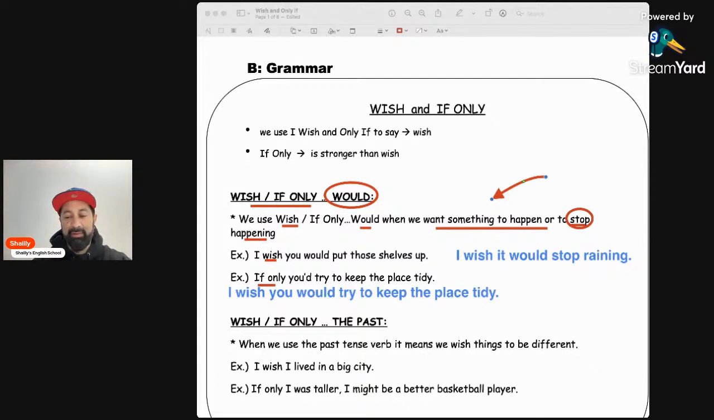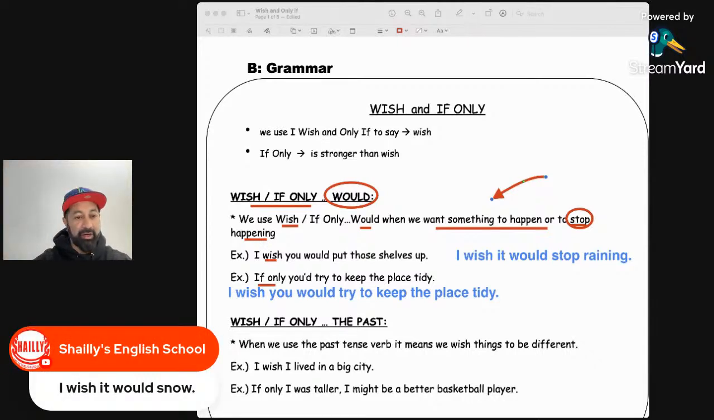For example, I love winter. I love Christmas season. So I wish it would snow. That is my example sentence. I've put it into the comment section. I wish it would snow.